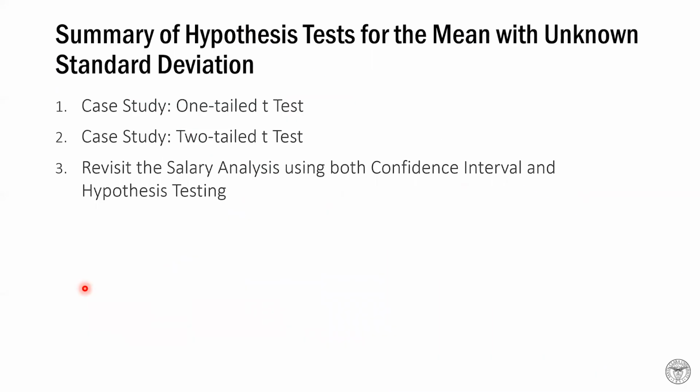In this video, we studied the hypothesis test for the mean with unknown standard deviation. The t-test has been widely practiced in hypothesis tests and is very useful. In this video, we have specifically discussed the one-tailed t-test and two-tailed t-test and revisited the confidence interval for the two-tailed testing of the female salary case.